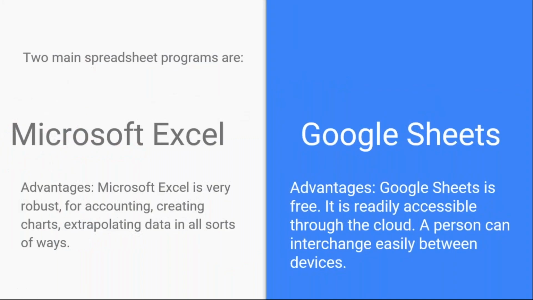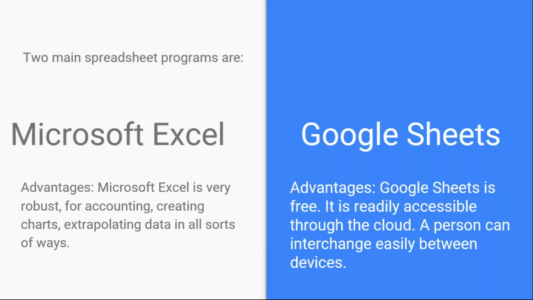There are two main spreadsheet programs. These are Microsoft Excel and Google Sheets. Microsoft Excel has certain advantages. It's very robust for accounting and creating charts. It will extrapolate on all sorts of data to make pie graphs or line charts. And it's just really fascinating, the amount of functions and variables and different types of math program type things you can work into an Excel spreadsheet.